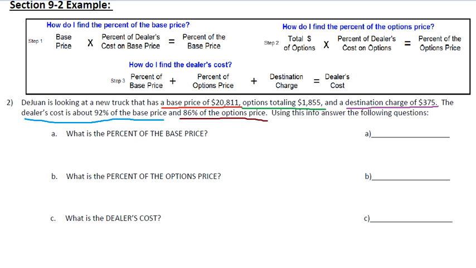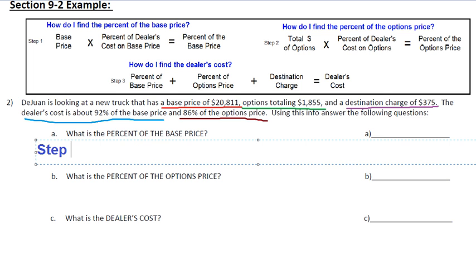Letter A, what is the percent of the base price? Well, what we're going to use is Step 1. Step 1, we first need to know the base price. That's that $20,811 number. And we're going to multiply it by the percent of the base price, which is 92%. Now, what I'm going to do real quick is move the decimal over to the left twice. That way I can get rid of the percent sign and add a decimal right here. So, now that we've done that, we've finished setting up our problem.